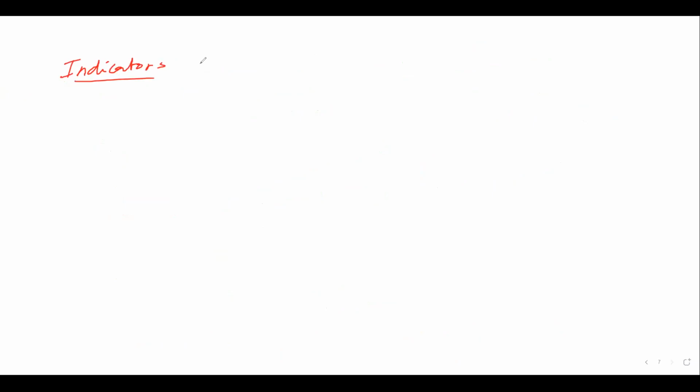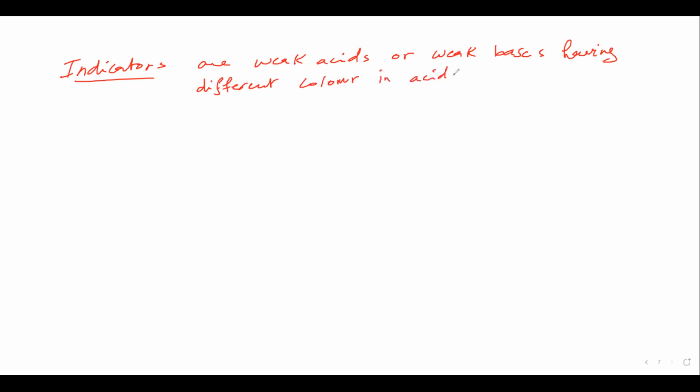We say that indicators are weak acids or weak bases that have different colors in acids and bases, having different colors in acids and bases.